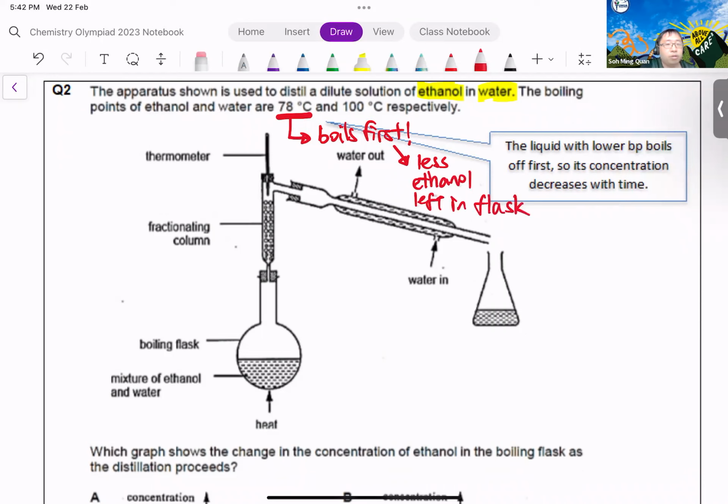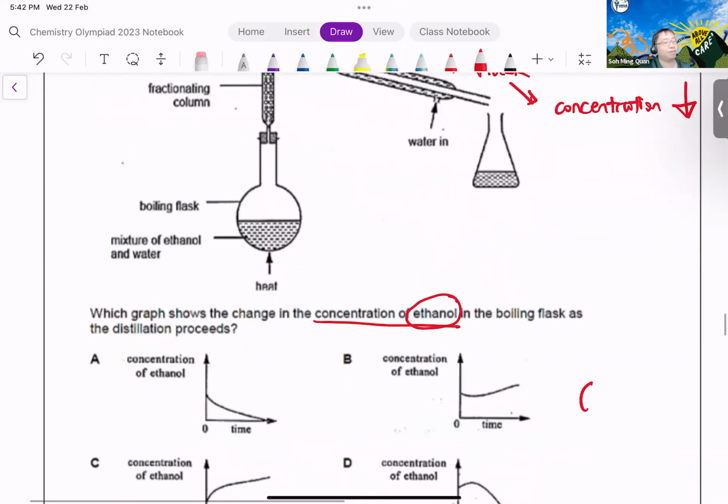So just now was less water left. That's why it becomes more and more concentrated, right? Because water dissolves stuff. Water is a solvent. Now it's different, right? Now there's less and less ethanol left. So what happens to the concentration of ethanol? It's like saying you use less and less coffee powder. Less and less ethanol dissolved means concentration decreases, less and less concentrated. So the answer is A. So these are the kinds of possible MCQs you could see for fractional distillation. Quite commonly seen in other schools' papers.